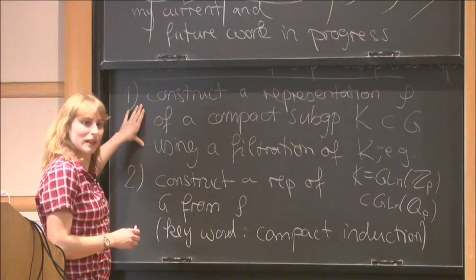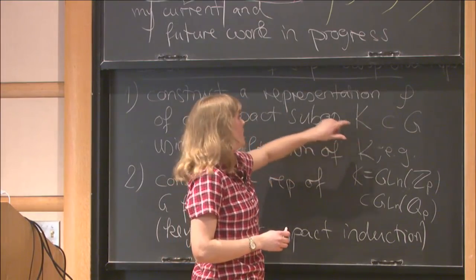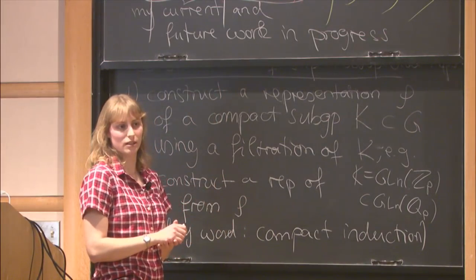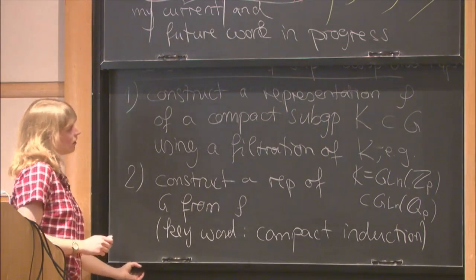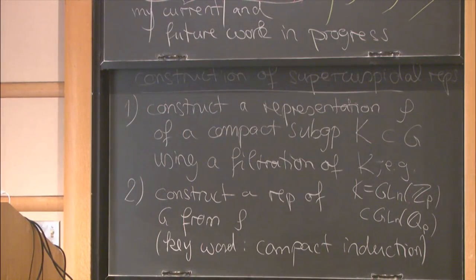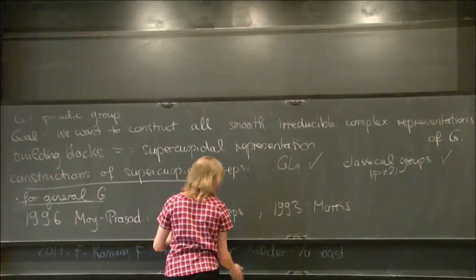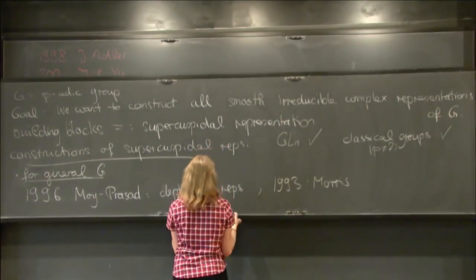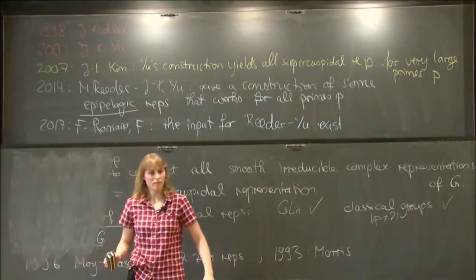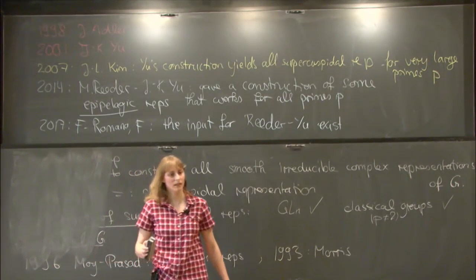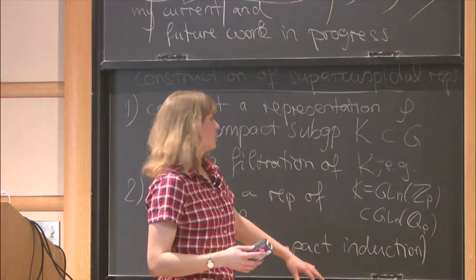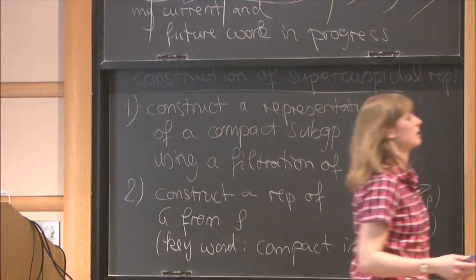So what you want to do in order to construct supercuspidal representations is find a good compact open subgroup and find a good representation rho of it, so that if you do step two, if you induce the whole thing up to the group, you get a supercuspidal representation. So part one is really the crucial part, and that's what I want to talk a bit more about. It's known that if the induced representation is irreducible, then it's supercuspidal. So all you want is to find a rho in K such that what you induce is irreducible.